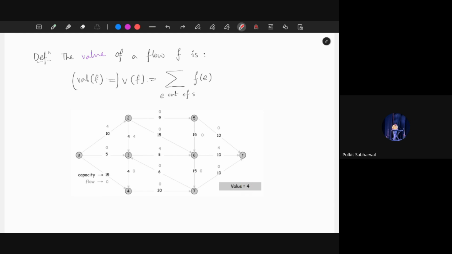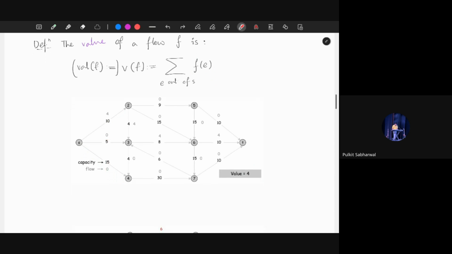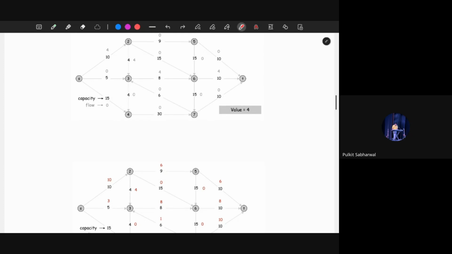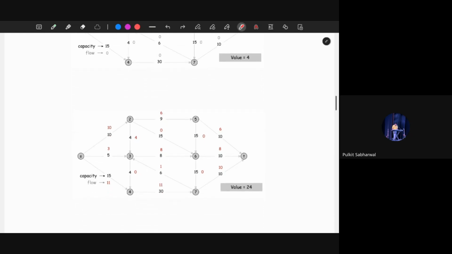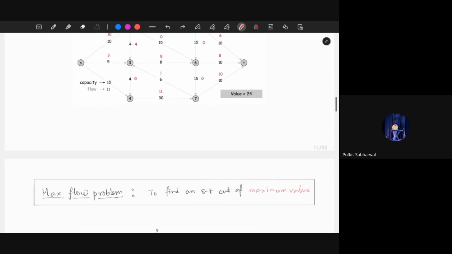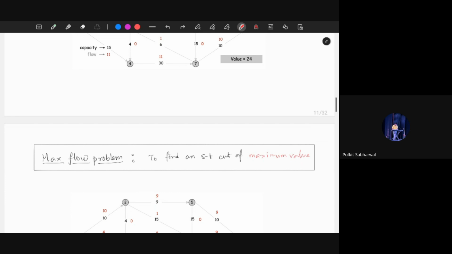For every flow, I define the value of the flow. That is basically the sum of the flows that come out of the source. So here I put 4, 0, 0, so the total value of the flow is 4. Or maybe if you put something more, 10, 3, 11, the value becomes 24.